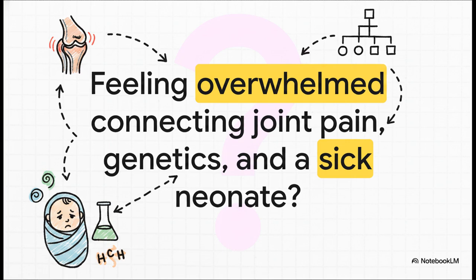Look, I get it. It can feel like you're studying three totally separate subjects, right? I mean, how does a kid's swollen knee have anything to do with a complex pedigree chart, or an acutely ill newborn with labs that just don't make sense? It's a really common struggle, but if you stick with me, I promise you'll see exactly how these pieces of the puzzle actually fit together.